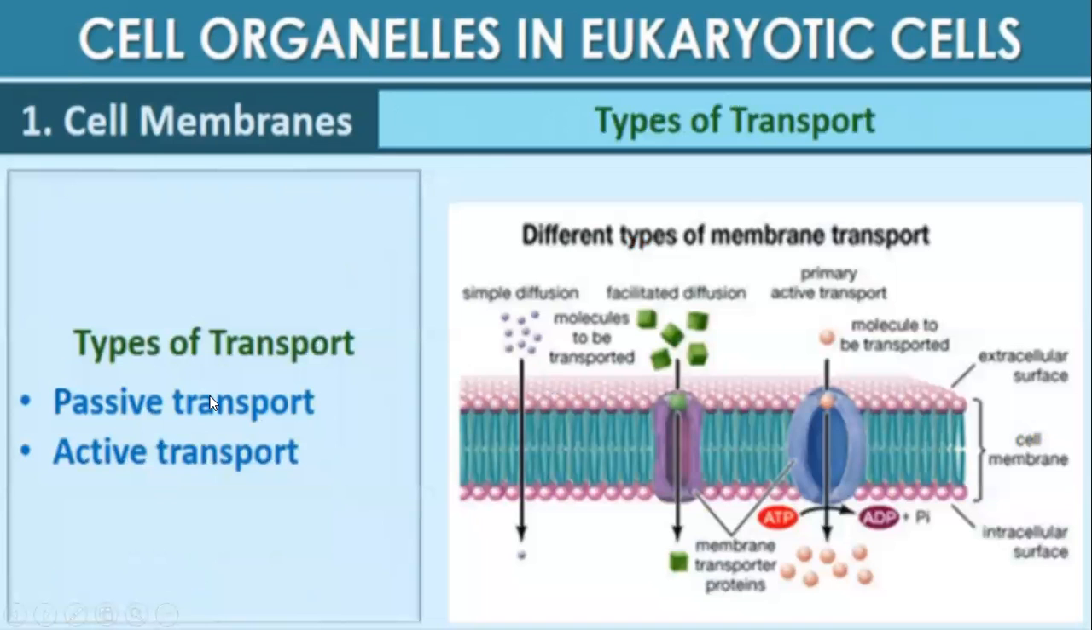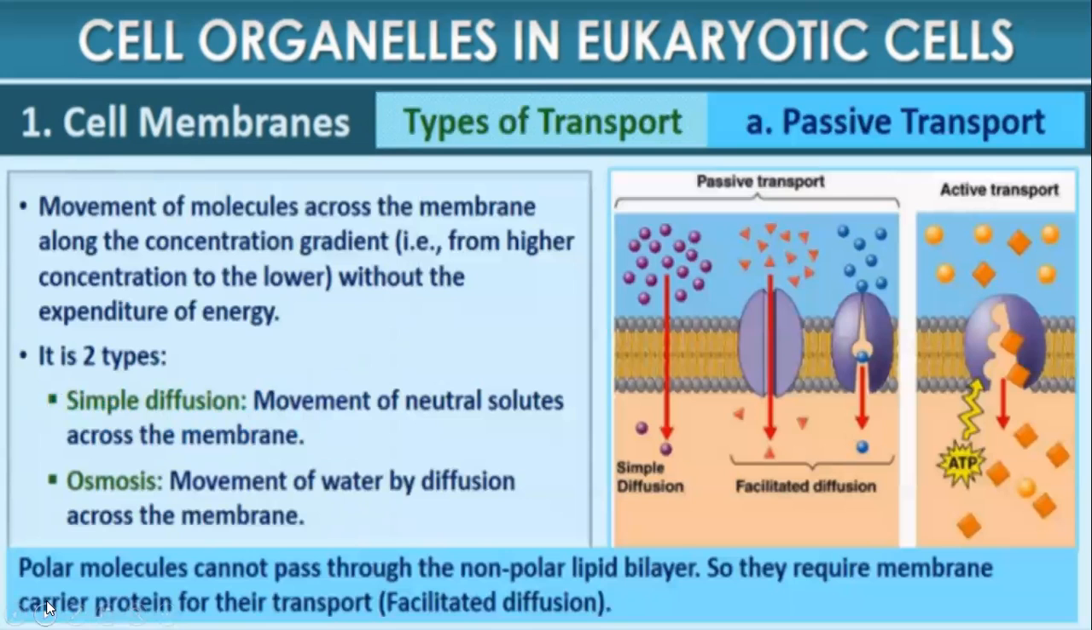The types of transport we discuss are passive transport and active transport. Passive transport refers to common diffusion and osmosis, that is without using any energy, and active transport uses energy against the concentration gradient. Passive transport is the movement of molecules across the membrane along the concentration gradient without expenditure of energy. It is of two types: simple diffusion and osmosis. Simple diffusion means the movement of neutral solute across the membrane. Osmosis is the movement of water by diffusion across the membrane.